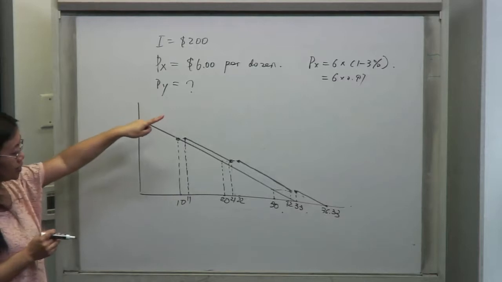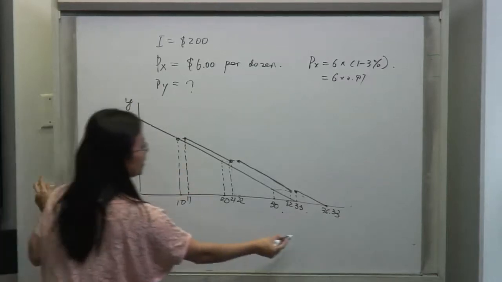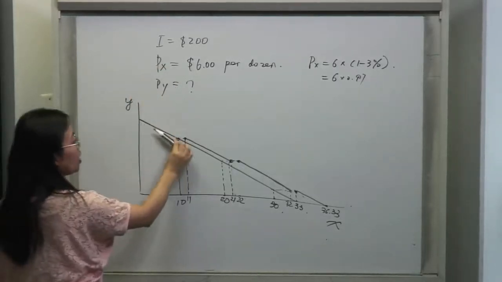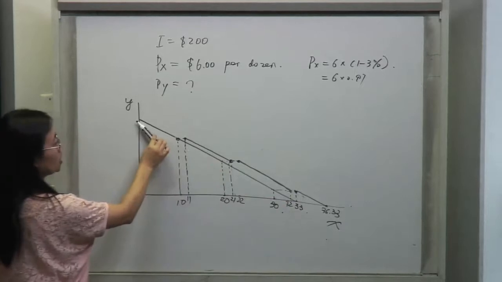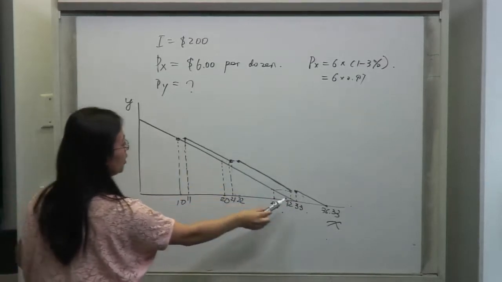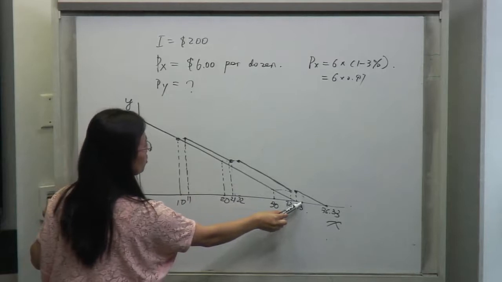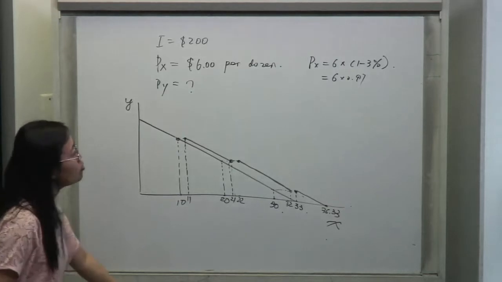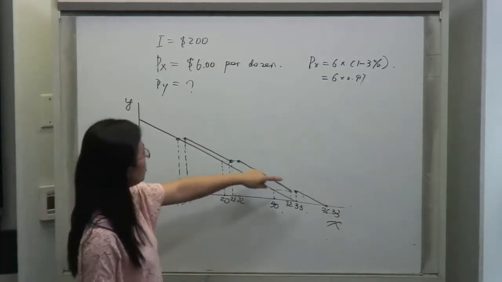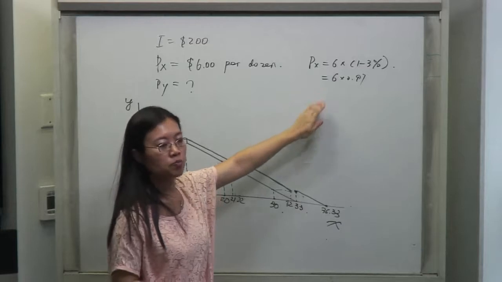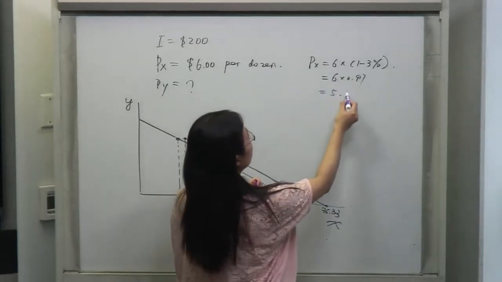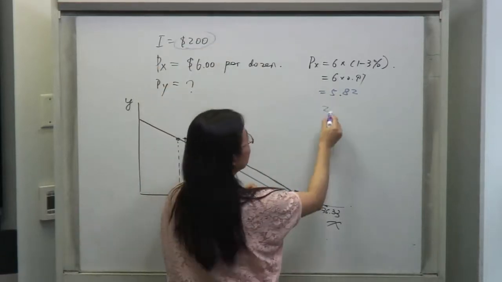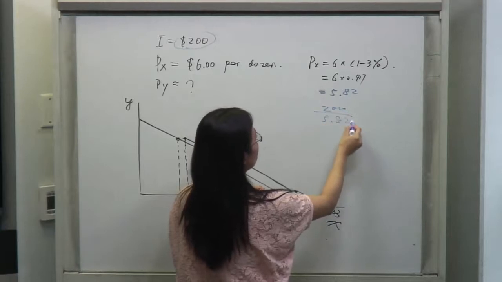Okay. So if you lower the price, remember this is good Y and this is good X. When you lower the price, with other things remaining the same, what's going to happen to this budget line? Right, this point does not change, but this one is going to shift this way. So if you calculate this number here, 5.82, then use this 200. You calculate 200 divided by 5.82. What is that equal to?